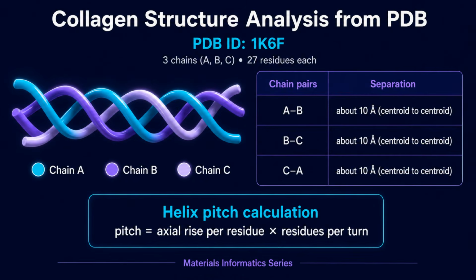We can analyze collagen structure from PDB entry 1K6F, which contains a collagen-like peptide. The structure has 3 chains, A, B, and C, each with 27 residues.